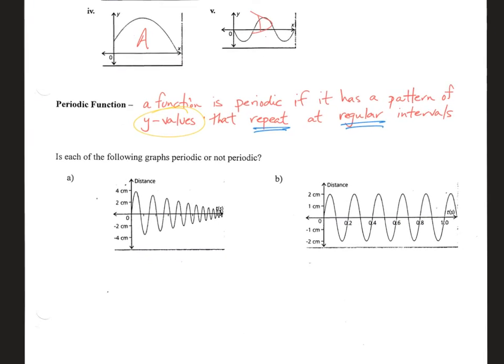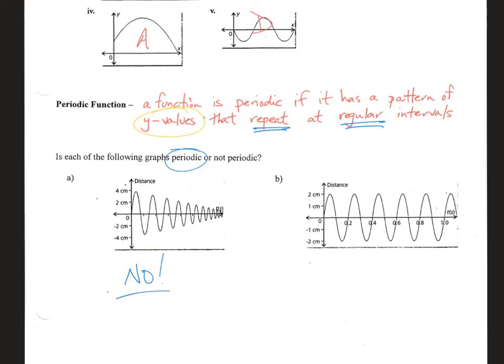If we take a look at these 2 graphs provided, I've asked the question, is each of the following graphs periodic or not periodic? Your answer would simply be yes or no. So let's answer the question, is it periodic? If we take a look at graph A, I hope that we see that graph A would not meet the requirement of being periodic. So the answer to periodic would be no.